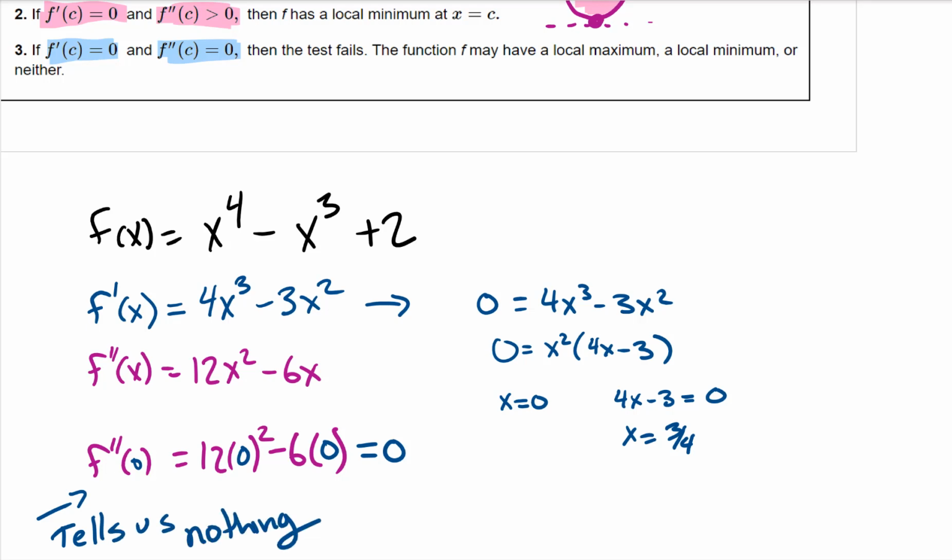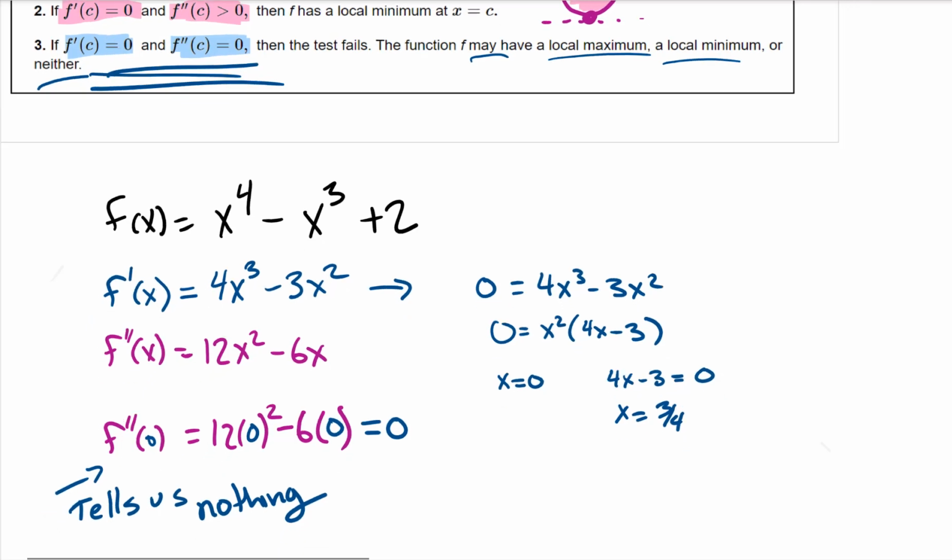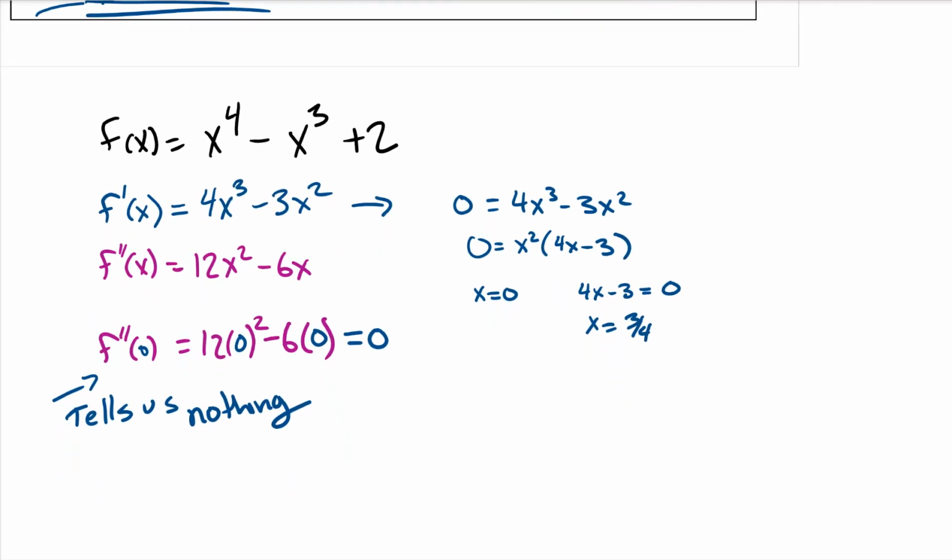We would have to do some interval testing. That's this case up here. So it may have a local max or a local min, or maybe it's just nothing. It tells us nothing. We would actually have to interval test or graph it or do something like that. So we would want to use our first derivative test on that.